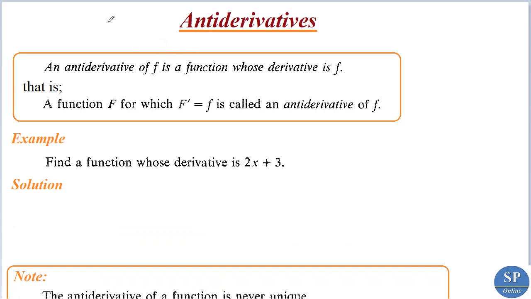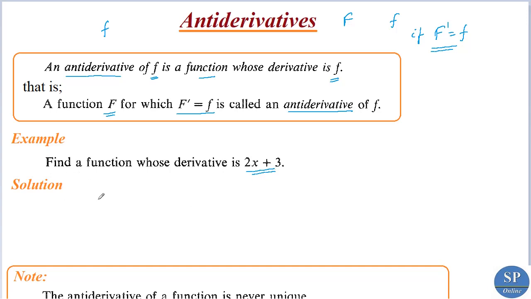Suppose we have a function small f. An antiderivative of this function small f is a function whose derivative is f. That is, a function capital F for which F dash is equal to small f is called the antiderivative of f. That is, a function capital F is said to be an antiderivative of small f if F dash is equal to small f. For example, find a function whose derivative is 2x plus 3.